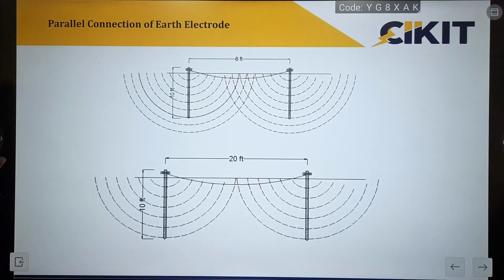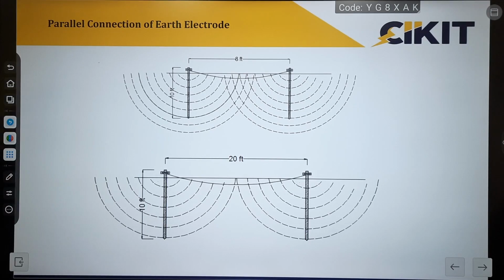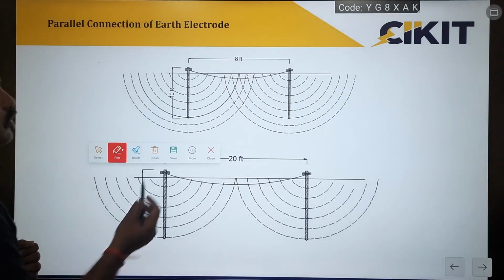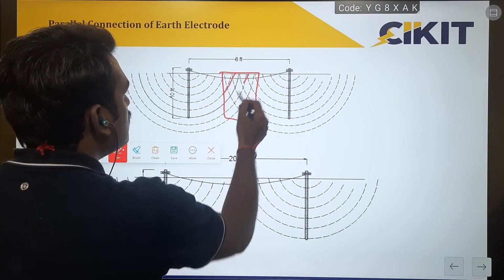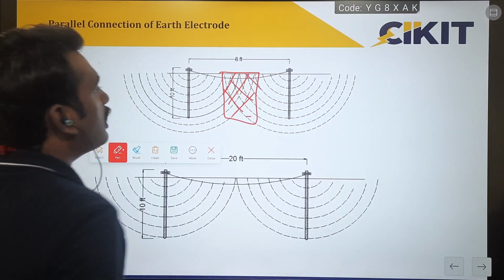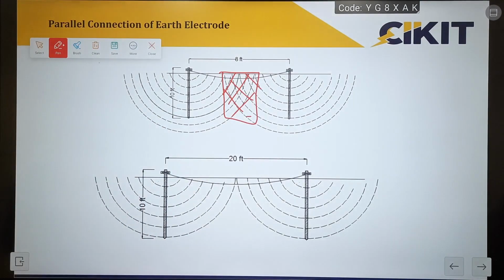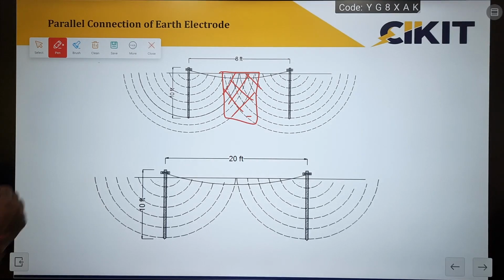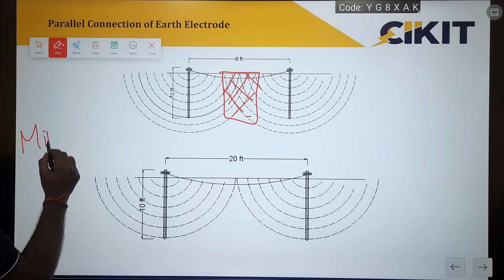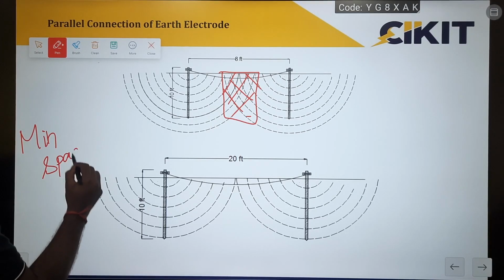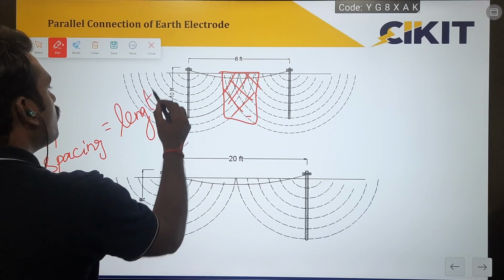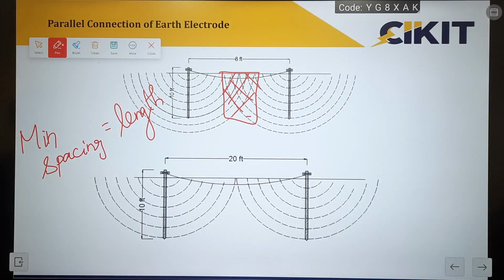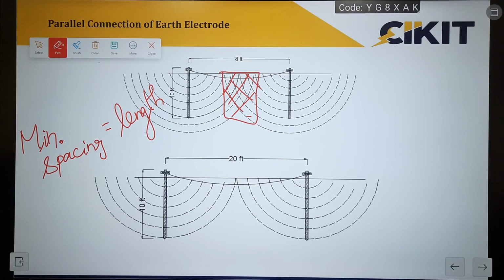This is how the spacing has an impact on the utilization. Because of improper spacing, an overlapping occurs, and because of this overlapping, the performance of the electrode will be reduced. So the standard has mentioned that the minimum spacing should be equal to the length of the electrode. If I'm using a 3 meter electrode, then the minimum spacing should be 3 meters, but we can go up to twice the length of the electrode.